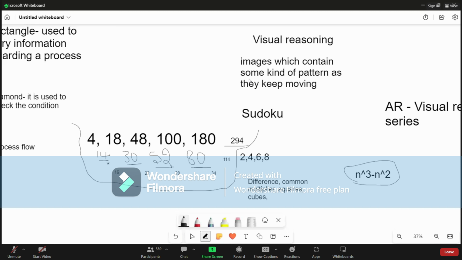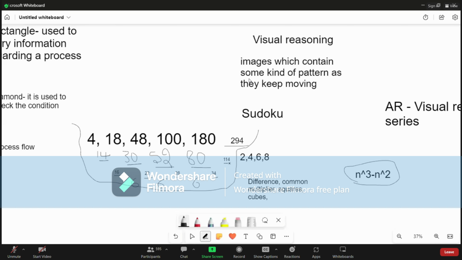So I suggest you to just try this method. First check the difference between them, and if the difference is not the same, try checking the difference between them again. Like you will get 14, 30, 52, and 80. So the difference is 16 over here, and then 22, and then 28. You can see a common pattern, the difference has been constant. Here it is 6 and here it is 6. So try adding 6 more. It will come to 34, and then you add this 34 to 80. That is, it becomes 114.